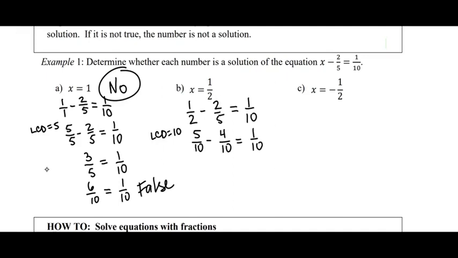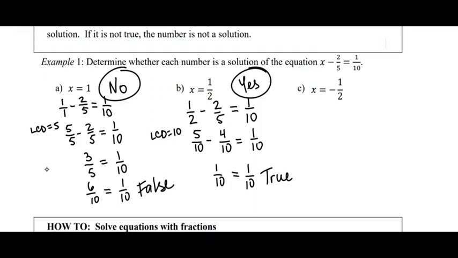So 5/10 minus 4/10 equals 1/10. 5 minus 4 is 1, so you have 1/10 on the left and 1/10 on the right. So this is true. So this is a solution. So x equals 1/2 is the solution to the equation x minus 2/5 equals 1/10.